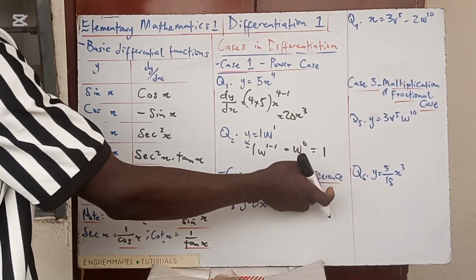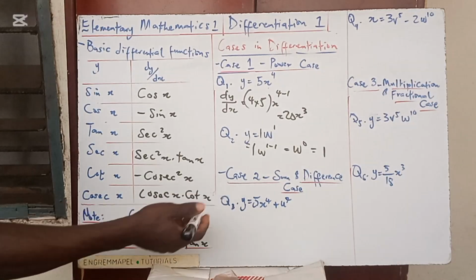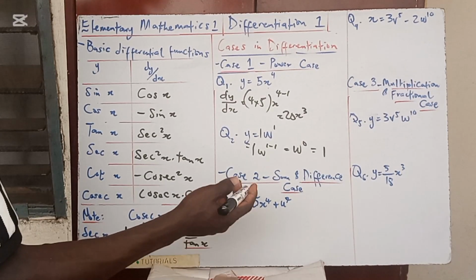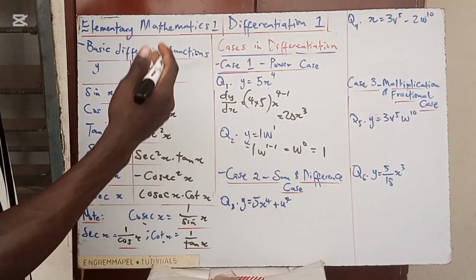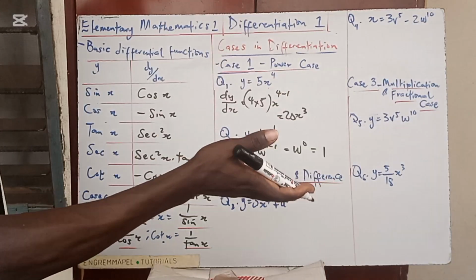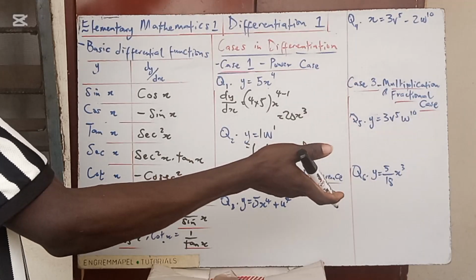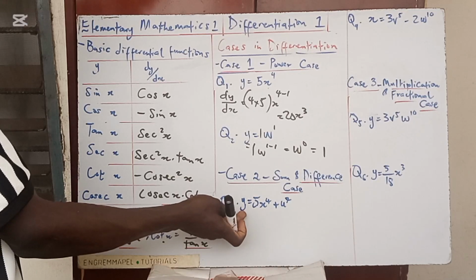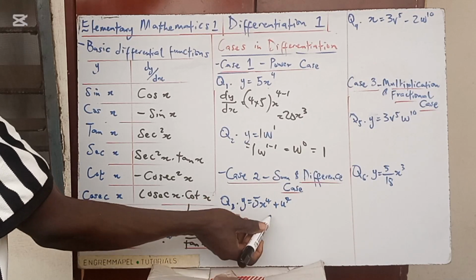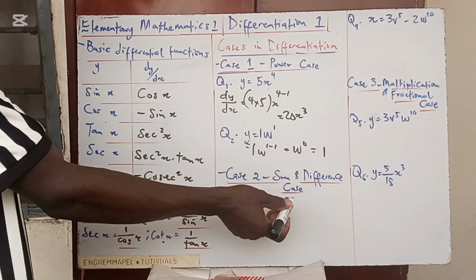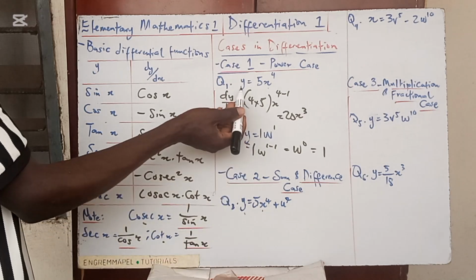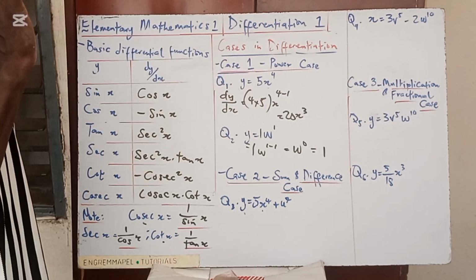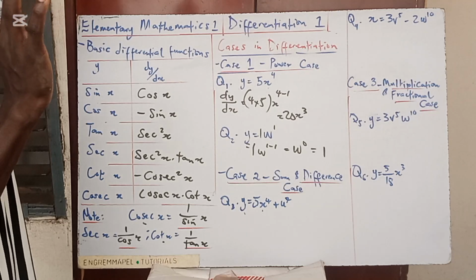So now the sum and difference case. Now we are having y. Sum and difference case has to do with the function they are giving you with respect to the variables that are on the other side. So like now we are having y is equals to 5x raised to power 4 plus u raised to power 7. You can see that in the previous case we had only y with respect to x only. That was the only function it was with respect to.